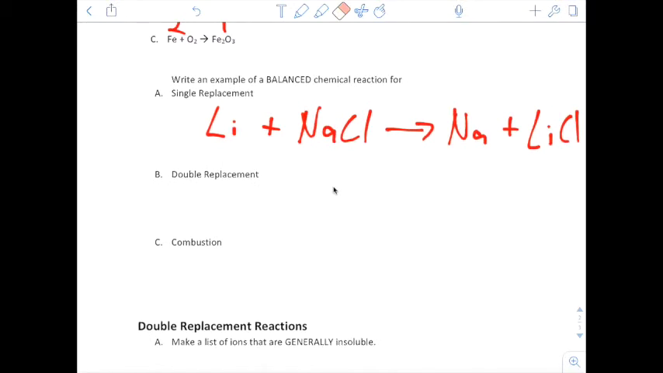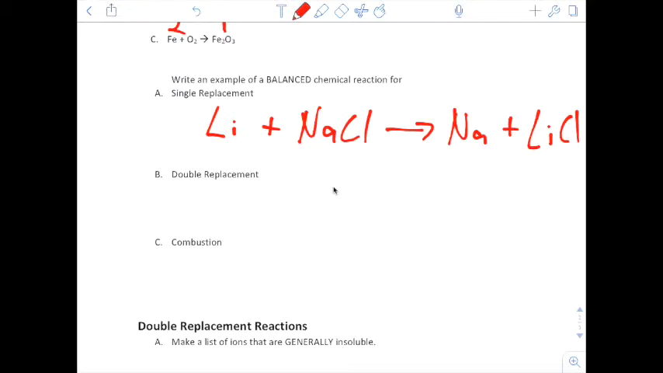The next one, double replacement reaction. Let me give you some hints on this one. A double replacement reaction happens between 2 compounds, and it produces 2 compounds. And so the metals are going to switch partners. So you can write any reaction here where the metals switch partners, and it produces 2 compounds.